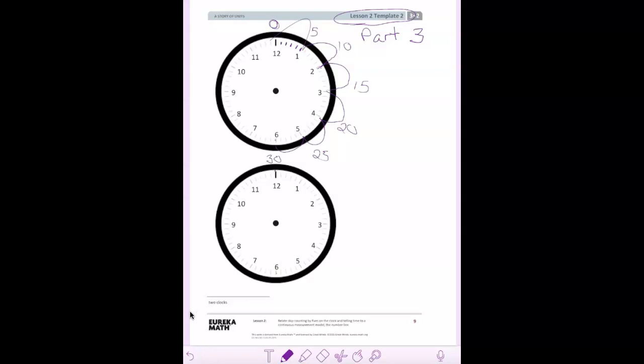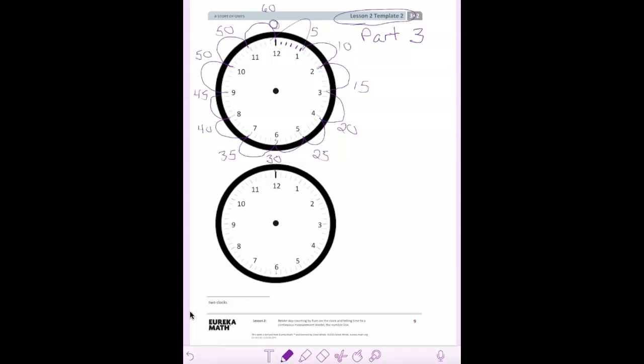So it's the number 6, that's 30 minutes. Then we have 35, 40, 45, 50, 55, and then we're back to 60 minutes or 0 minutes, depending on if we're ending the hour or starting an hour, okay? The numbers on the clock tell us the hour of the day that it is, okay?